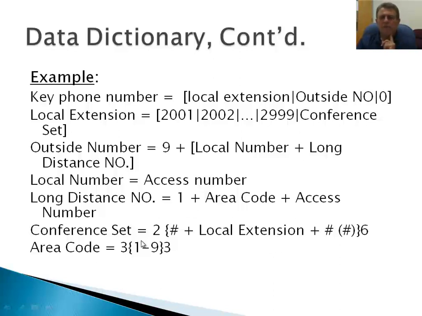Conference set means, if you put them in curly braces like this, that it's a minimum of 2, maximum of 6 digits. It's a number plus local extension and another number. Area code: it's a minimum of 3 digits, a maximum of 3 digits, all right? And it's in numbers between 1 and 9. Let's say 506, 407, 386, all the area codes. There are 3 digits. All digits are between 1 and 9, right? It's minimum of 3, maximum of 3.